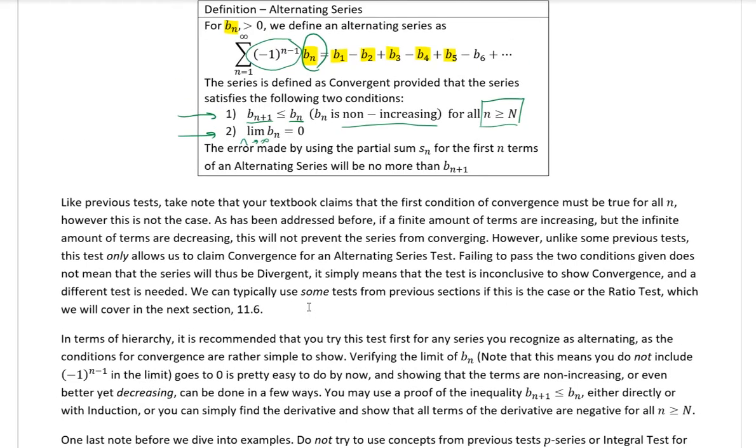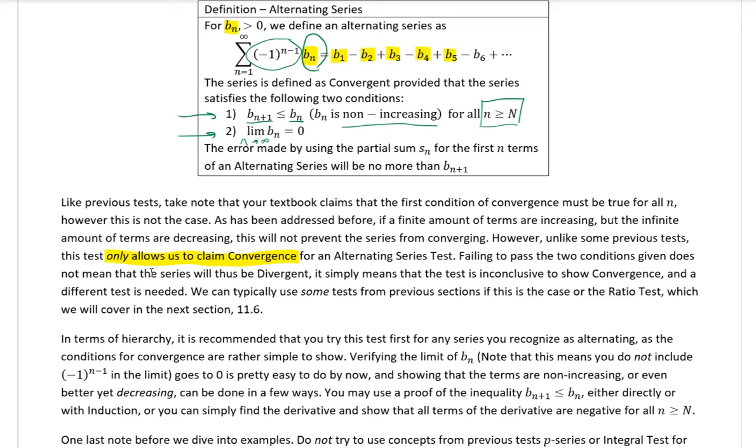Now, another note is that this test really only allows us to claim convergence. It is not really helpful for showing divergence, which means if we fail either of these conditions or both of them, then we don't know if it diverges or converges. We just know it converges if these two things are true. If it fails these conditions, then we need to test something else. And typically what we're going to test is something like the ratio test in the next section.